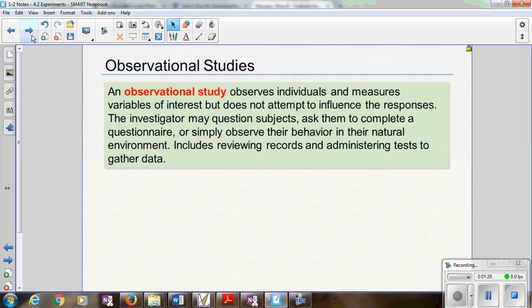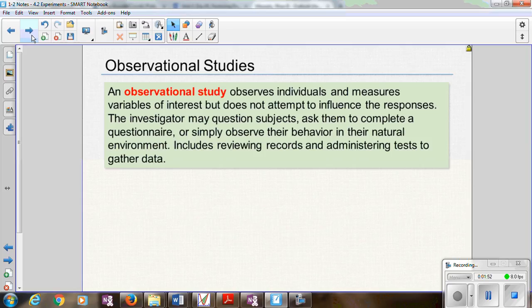So first of all, let's just review what we talked about at the beginning of the unit, the difference between an observational study and an experiment. An observational study observes individuals and measures variables of interest, but it doesn't attempt to influence the responses. That doesn't mean that there's not an interaction between the investigator and the subject. For example, the investigator may question the subjects or ask them to complete a questionnaire, or they could simply observe behavior in the natural environment.